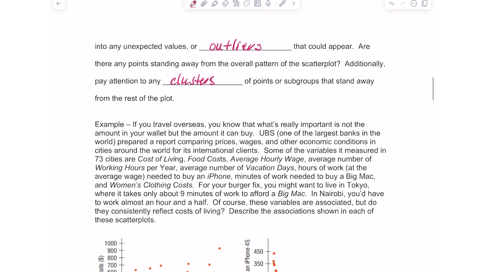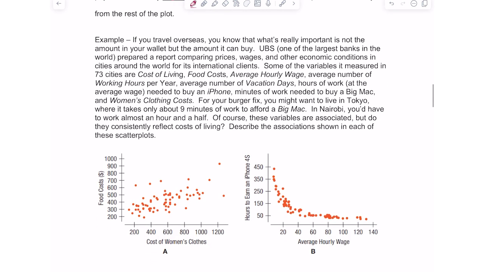If you travel overseas, you know that what's really important is not the amount in your wallet, but the amount it can buy. UBS, which is one of the largest banks in the world, prepared a report comparing prices, wages, and other economic conditions in cities around the world for its international clients. Some of the variables it measured in 73 cities are cost of living, food costs, average hourly wage, average number of working hours per year, average number of vacation days, hours of work needed to buy an iPhone, minutes of work needed to buy a Big Mac, and women's clothing costs.